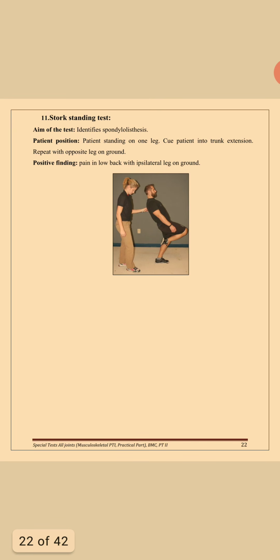Stork standing test. Aim of the test: identifies spondylolisthesis. Patient position: patient standing on one leg. Cue patient in trunk extension. Repeat with opposite leg on ground. Positive sign: pain in low back with ipsilateral leg on ground.